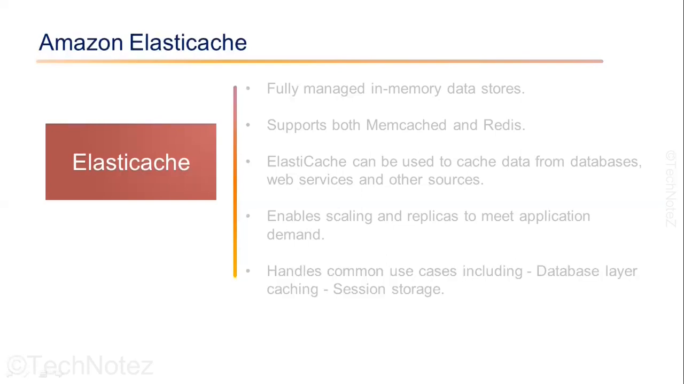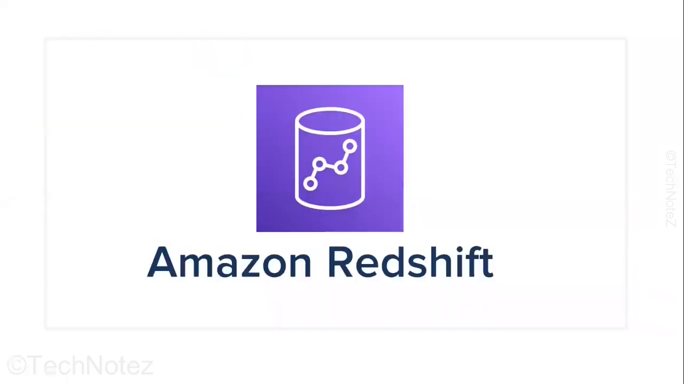A practical use case of Amazon ElastiCache would be to cache the frequently accessed data from a relational database, such as product catalog or user profile information. By using ElastiCache, the application can reduce the number of read operations on the database and increase the performance of the application. Next, let's talk about Redshift.